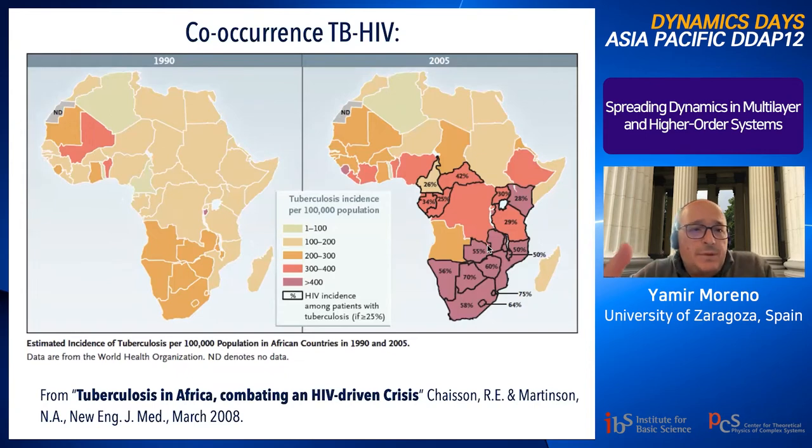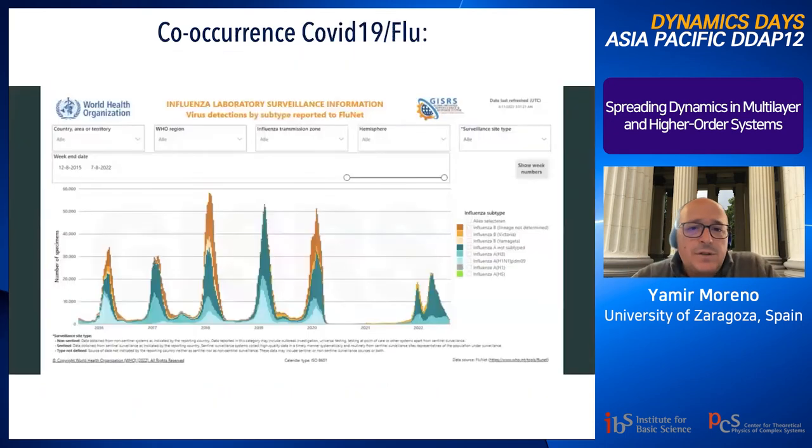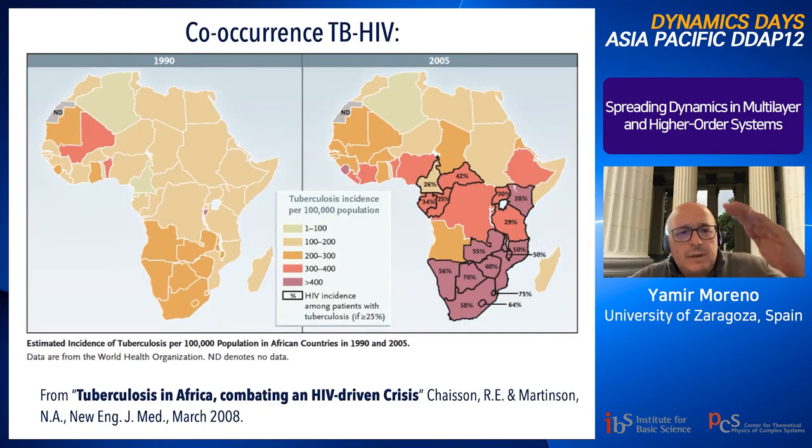If you have an episode of immune suppression like HIV, then this equilibrium breaks and you get sick of tuberculosis. And this is what happens essentially, and that's why the incidence of tuberculosis increases. The way in which you can model this is to represent two diseases in two different layers.